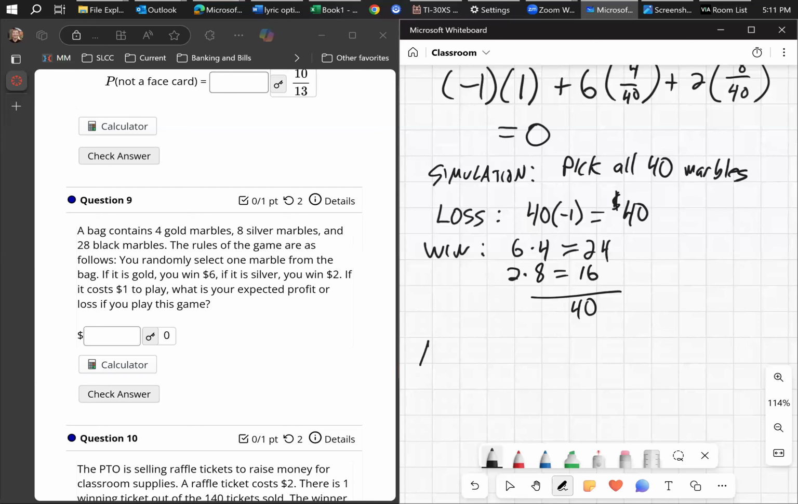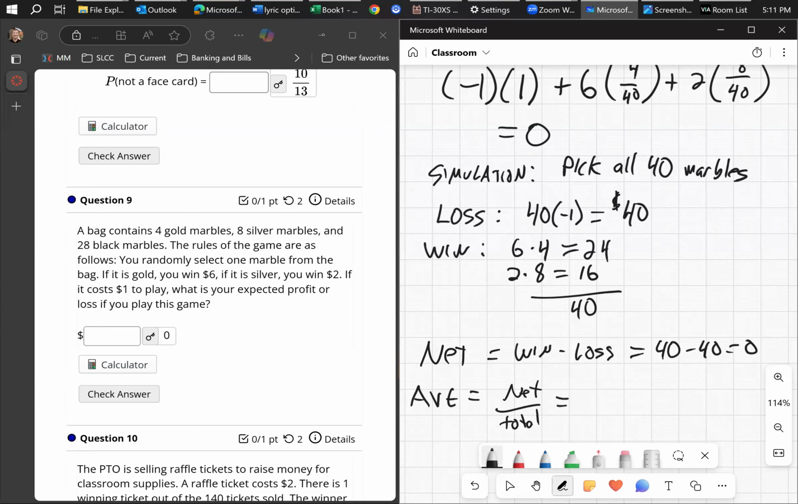So the net, which is the wins minus the losses, is 40 minus 40, which is 0. And the expected value is the average. This is where you take the net and divide by the total number of the simulation, however many times you played the game. All right. For some reason that was hard for me to say.